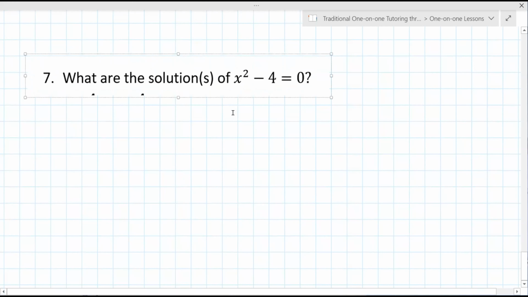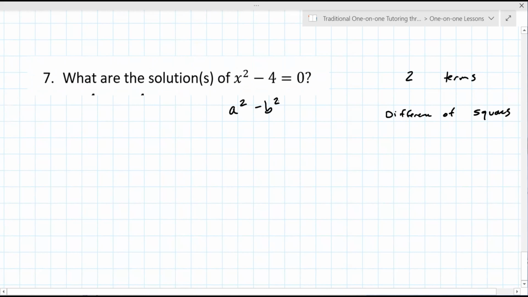Okay, so this problem here, when you only have 2 terms, it's very possible that it's what's called a difference of squares. There is only a difference of squares, not a sum of squares. What I mean by that is this is of the form a squared minus b squared. When it's in this form, we know how to factor. It's got a known formula: a minus b, a plus b. So all you have to do is figure out, what is a and what is b?